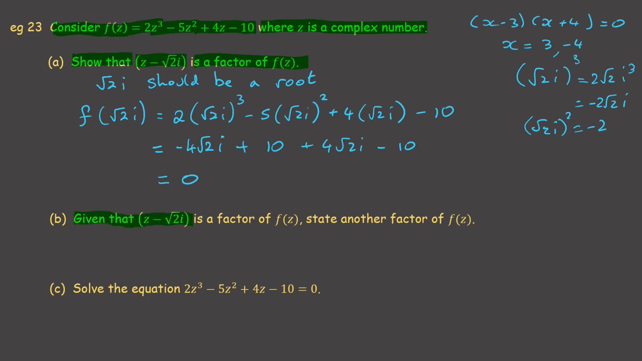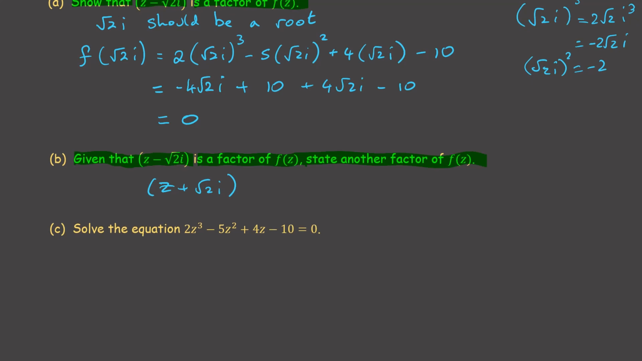Given that z take away root 2i is a factor of f of z, state another factor of f of z. Well, we know these things occur in conjugate pairs. So z plus root 2i would be another factor. And we now want to go ahead and solve the equation 2z cubed minus 5z squared plus 4z take away 10 equals 0.